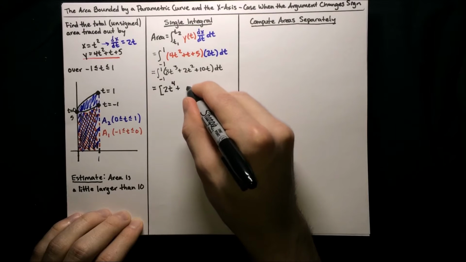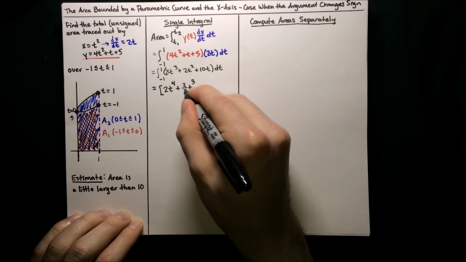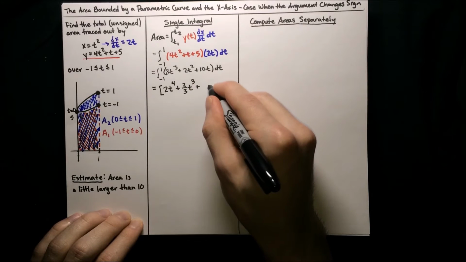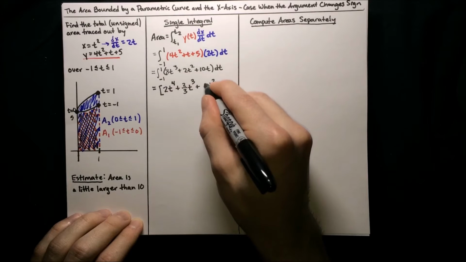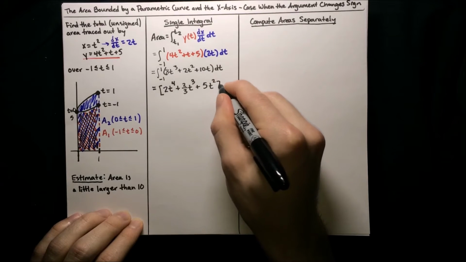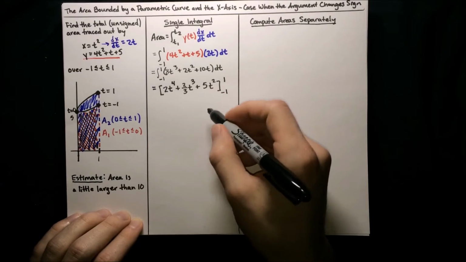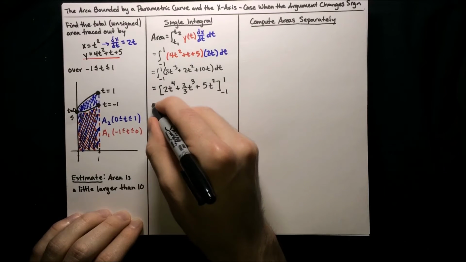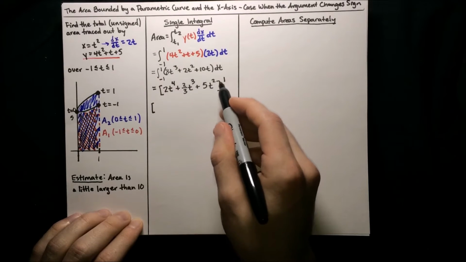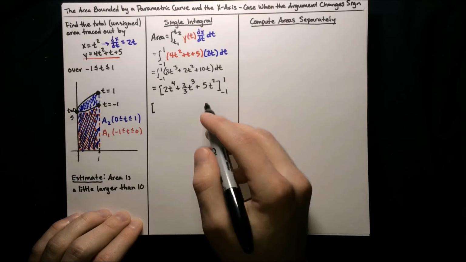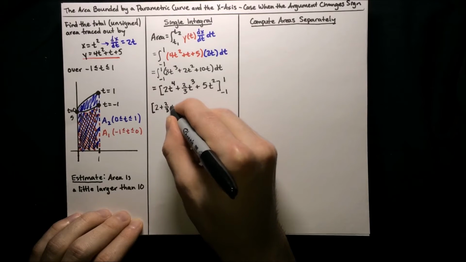Then for the next term, t squared will become t third, and then divide by 3, 2 thirds. And then for the last term, t to the first power will become t to the second power, and we have to divide by 2, so 5. And we want to evaluate that expression at the bounds 1 and -1 and subtract. So at 1, t fourth, t third, t squared, 1 raised to any power is just 1, so we're just adding up all the coefficients. 2 plus 2 thirds plus 5.